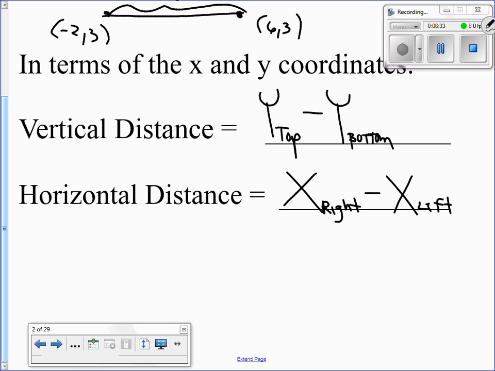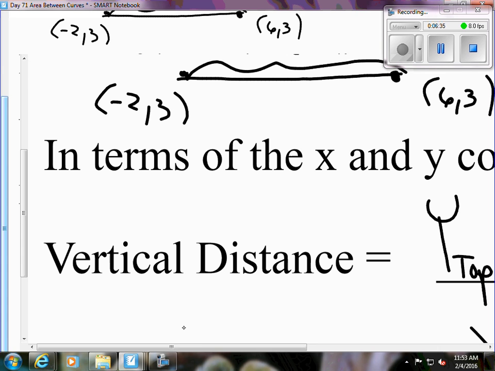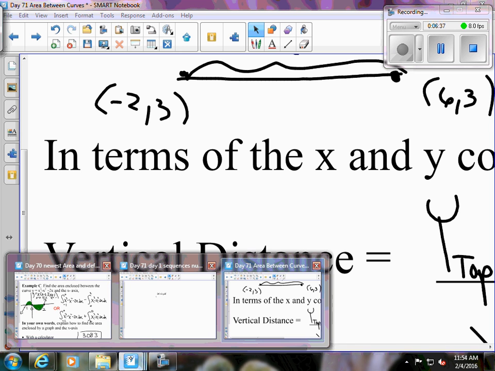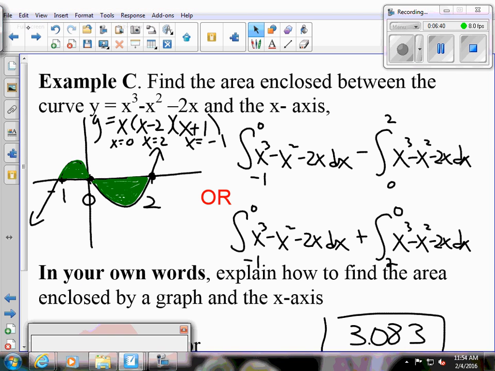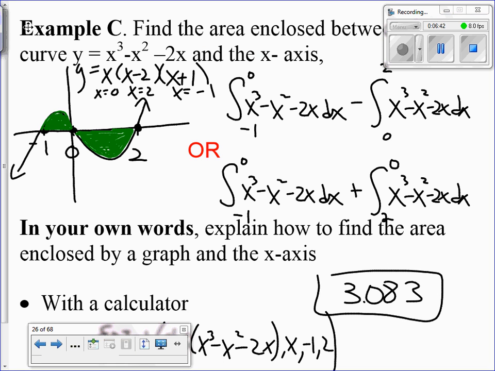Okay, now we can go back to the other one. Let's look at that homework. Now, in example C, we started it in class. We said, okay, so here's a cubic polynomial. We don't want to just take the definite integral from -1 to 2, because that gives me the area above minus the area below. And in this problem, we wanted the area above plus the area below.